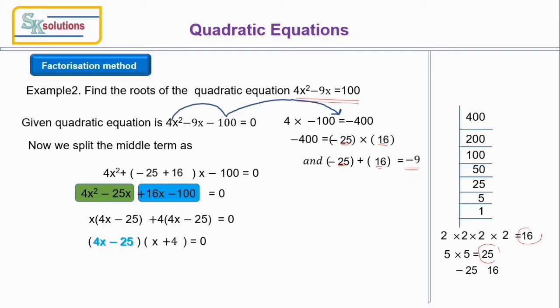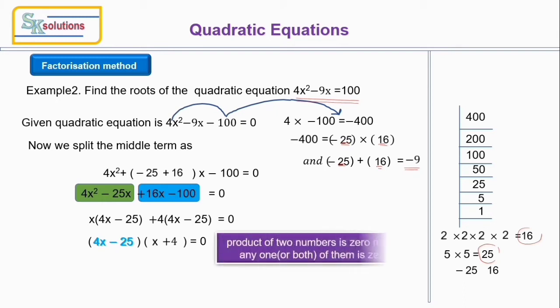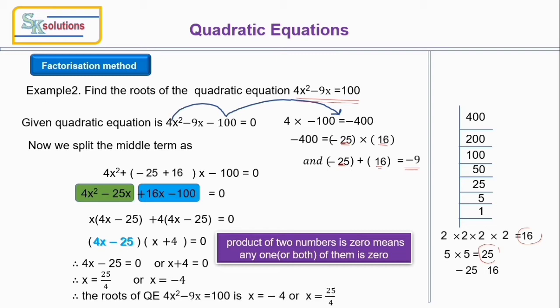Now the product of this is 0. So you know again the product of two numbers is 0. That means any one of them or both of them must be 0. So let us consider the first bracket is 0 or the second bracket is 0. If the first bracket is 0, we get x is equal to 25 by 4, and if the second bracket is 0, we get x is equal to negative 4. So the roots of the equation are x is equal to minus 4 or x is equal to 25 divided by 4.